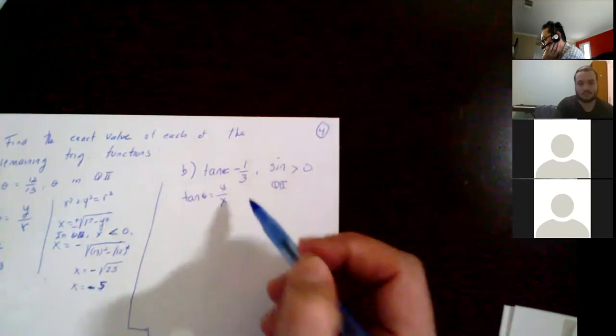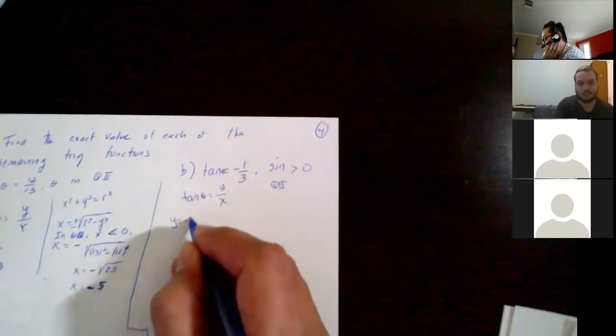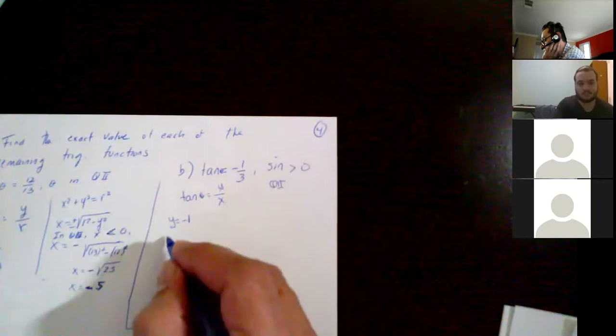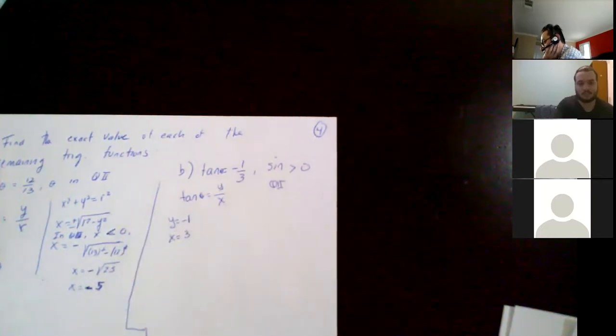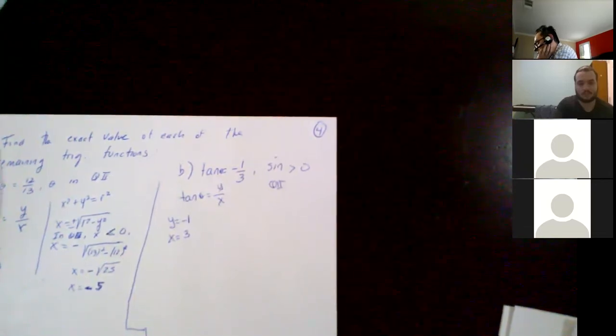Sine over cosine. So y is equal to negative 1, and x is equal to 3. But since we want to find the rest of the trig functions, we need the value of r, you guys. We need the value of r.